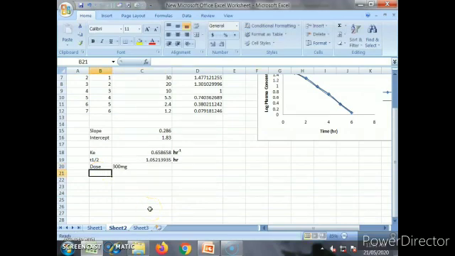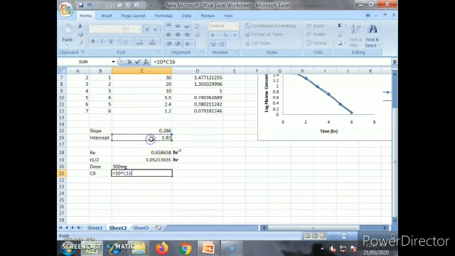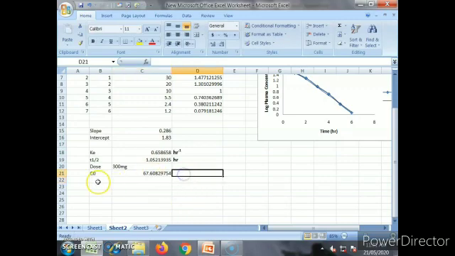So now we will remove the Vd. The Vd formula is the dose divided by the plasma drug concentration. So now for the plasma concentration, we have to remove the C0, the concentration at zero time. To remove the zero time concentration, we have to add the formula that is equal to 10 to power intercept. So this is your C0 concentration. Now we will remove the Vd, that is X0 divided by C0.